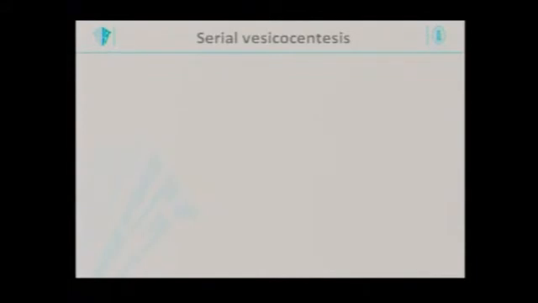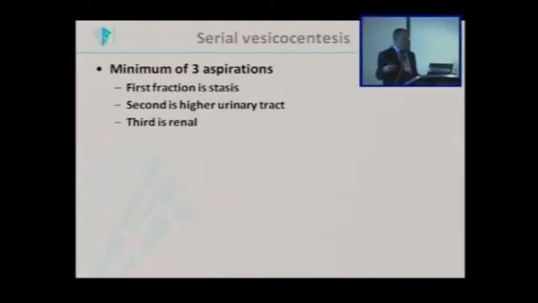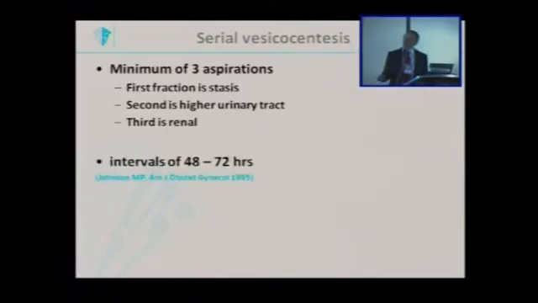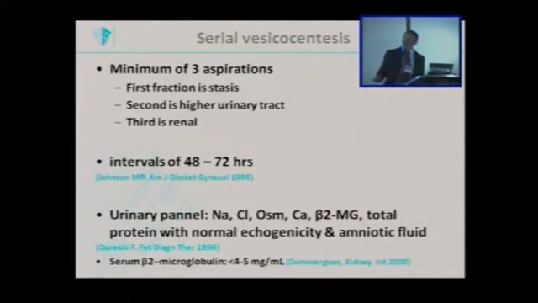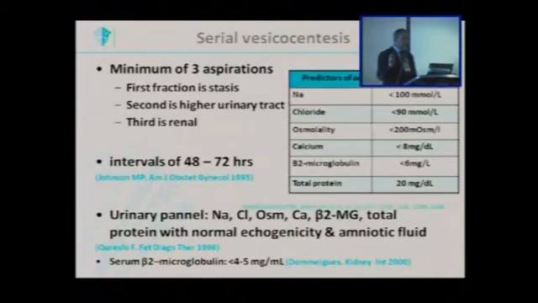Now, another thing you have to realize is when you tap urine, that you are looking at urine that is there already for days. And for that reason, the group of Mark Johnson proposed to do serial vesicocentesis, in which the second, but mainly the third sample would be the most representative one. Most of us use a panel of electrolytes in urine that I will show in a second. Some of us use serum beta-2 microglobulin. Others use it in the urine. But as I will show at the end, nobody really knows what the appropriate criteria are.